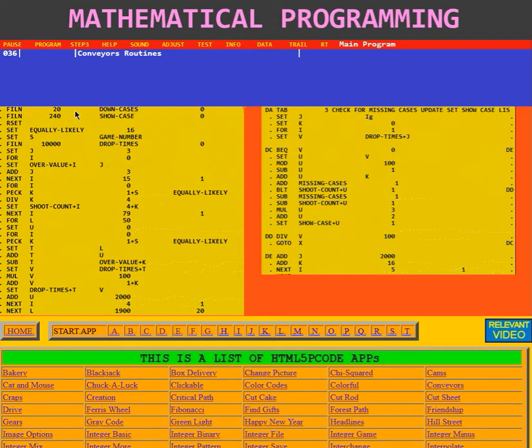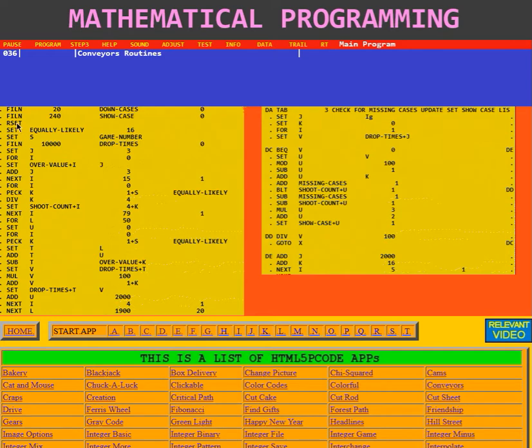It's going to fill 20 values at down cases with 0. That has to do with the vertical conveyor on the left. Then it's going to fill numerically 240 showcase values with 0. That has to do with the conveyors on the right, the 5 horizontal conveyors.